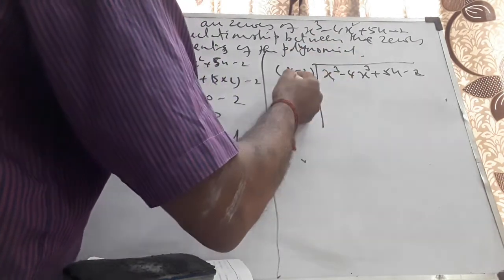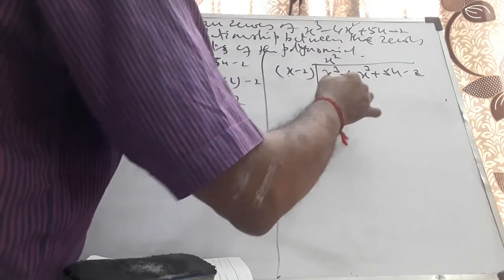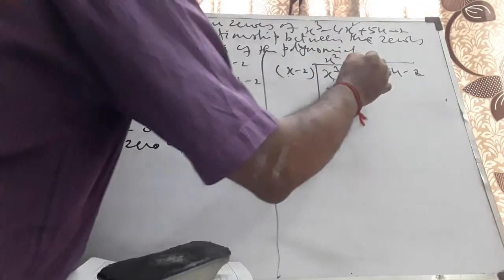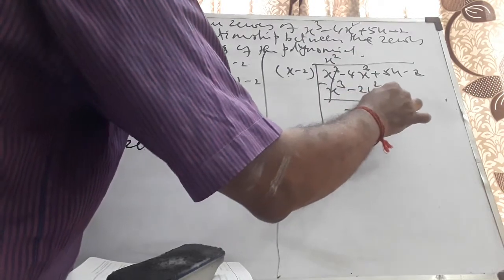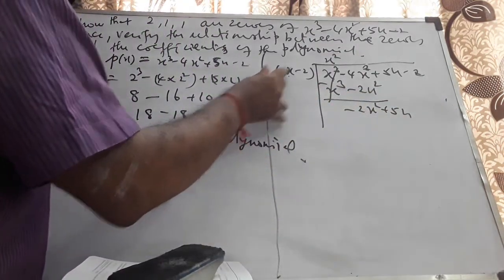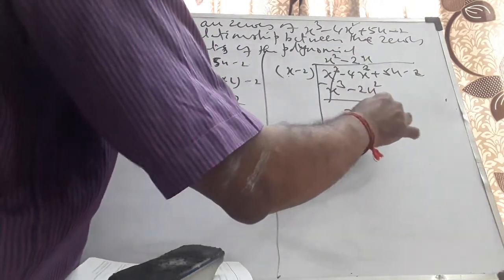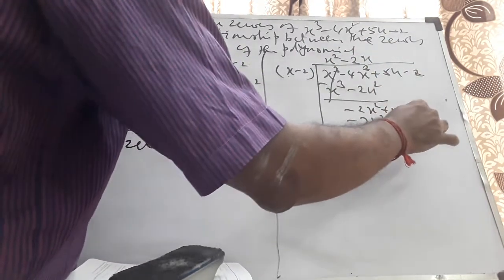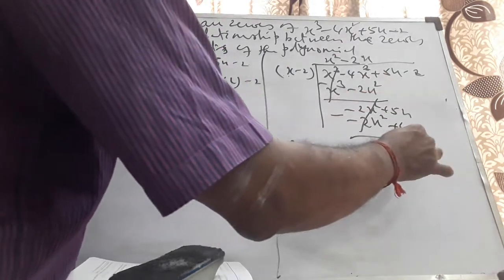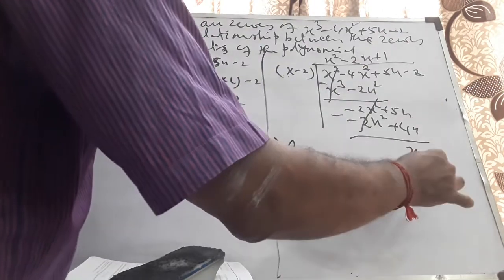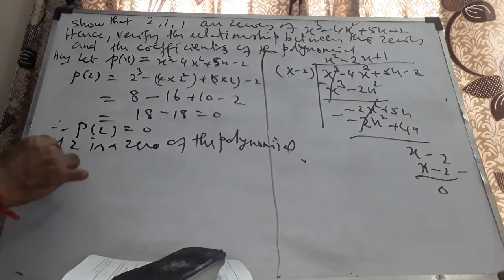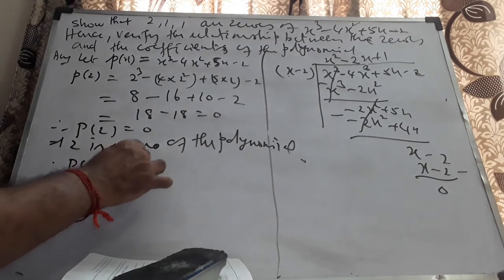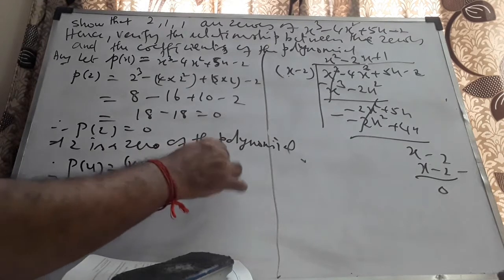Just listen carefully. x cube divided by x is x square. x square into x minus 2 gives x cube minus 2x square. Therefore, on subtraction this will go off, and we get minus 2x square. I will bring down 5x. Minus 2x square divided by x is minus 2x. Therefore, this will be minus 2x square plus 4x. On subtraction, this will go off. You will get x minus 2, and x minus 2 is equal to 0. The remainder I am getting is 0. Therefore, p of x gets reduced to x minus 2 into x square minus 2x plus 1.